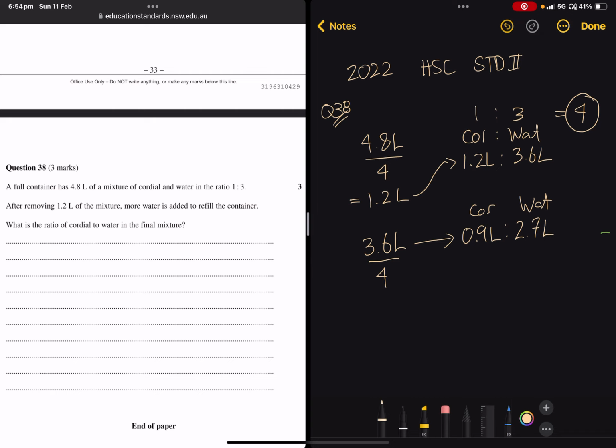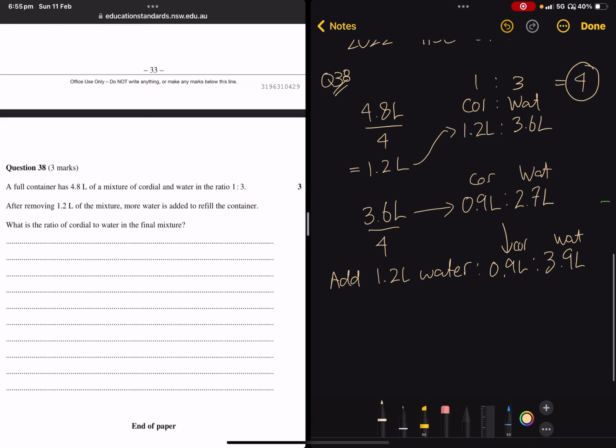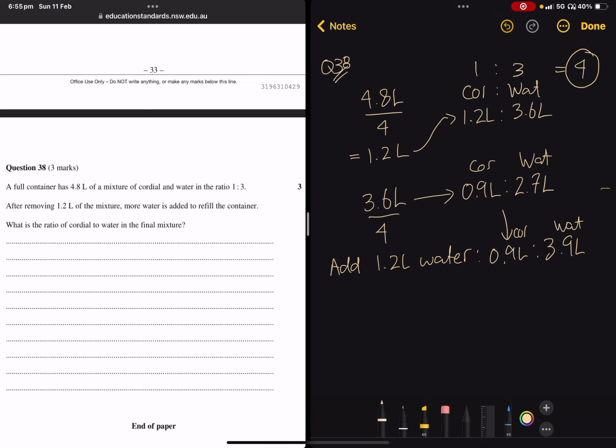So now 1.2 litres of water is added. So you've got to add 1.2 litres water. This gives us a new modified ratio, which is 0.9 litres cordial to 3.9 litres water. So this is cordial, this is water. This is not in terms of whole numbers. Ideally, we want these ratios in terms of whole numbers. So we can multiply both of them by 10.